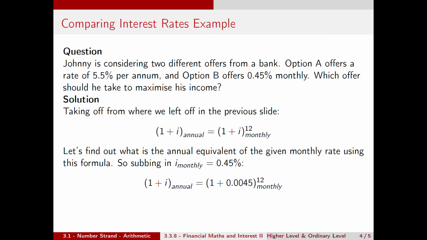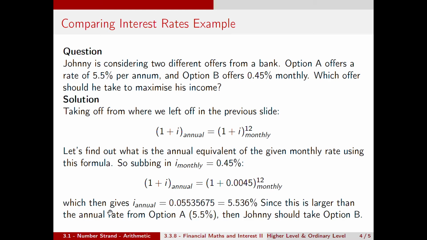So let's find out what the annual equivalent of the given monthly rate is using this formula. Subbing in the i monthly that we were given in the question, which is 0.45%, or in decimal form 0.0045, we see that 1 plus i annual is equal to 1.0045 to the power of 12 in the monthly option. So this gives that i annual, when we solve for i, is equal to 0.05535675, or 5.536%.